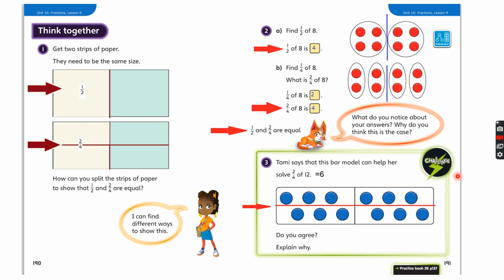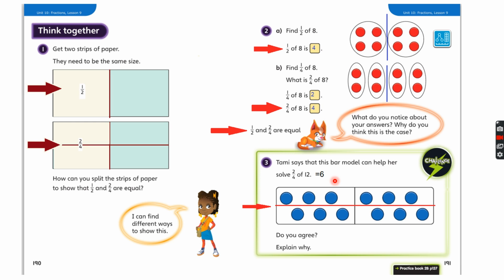The last example, it's a challenge. I have 12 blue circles and they cut them into 2 equal parts. They are asking me to find the 2/4. So, because the denominator says 4, you will cut them into 4 equal groups. Then, you have to find how many blue circles are inside 2 of these 4 groups. 1 group, 2 groups. If I count the circles, there are 6 blue circles inside these 2 groups. So the 2/4 of 12 equals 6.